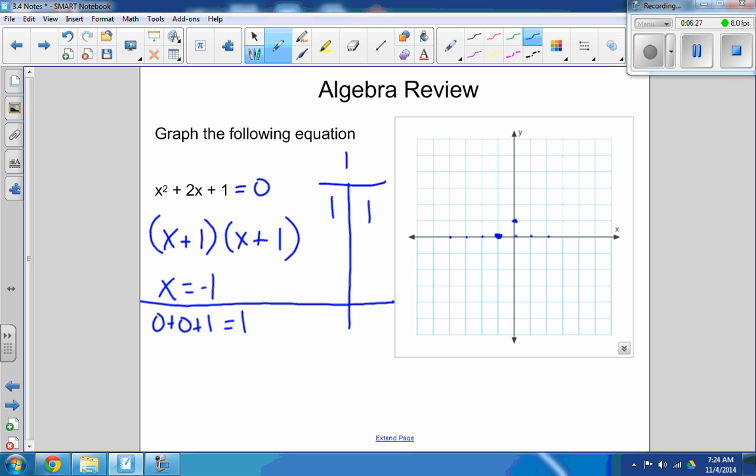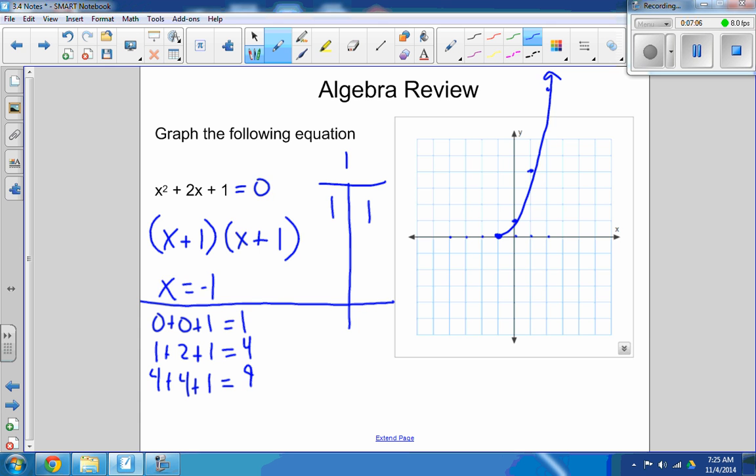All right, let's plug in 1. So that'll be 1 plus 2 plus 1. So we get 4. So 1, 4. Oops, it's a little high. And then let's plug in 2. So 2 squared is 4 plus 4 plus 1. So it's 9. That's a little bit off my graph. So 5, 6, 7, 8, 9. So something up here. So we get it looking like this.